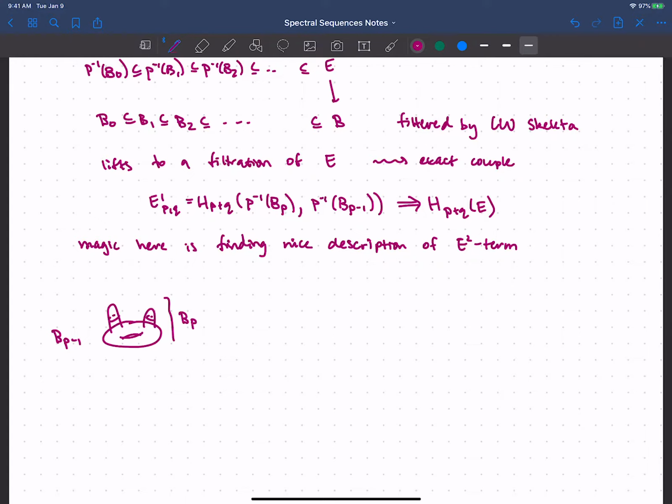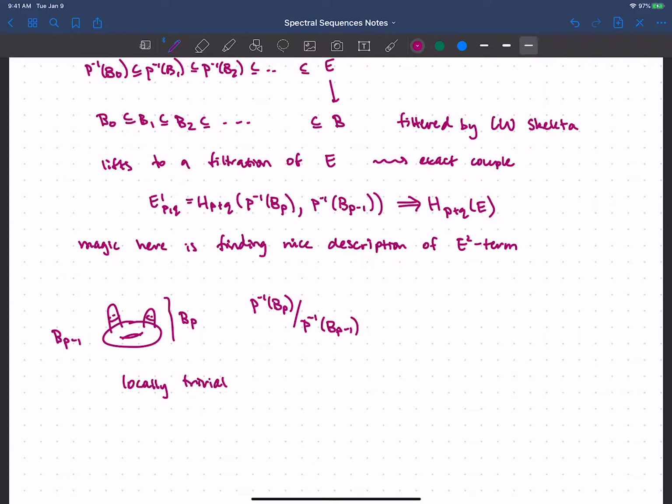And the key here is to think about what these filtration quotients look like in the total space. So I want to look at the pre-image, lift that B_p up to the total space. Now again, too many p's. Okay, I hope this is not too confusing. So I want to look at these filtration quotients in the total space. And really the key here is that a fibration is locally trivial.